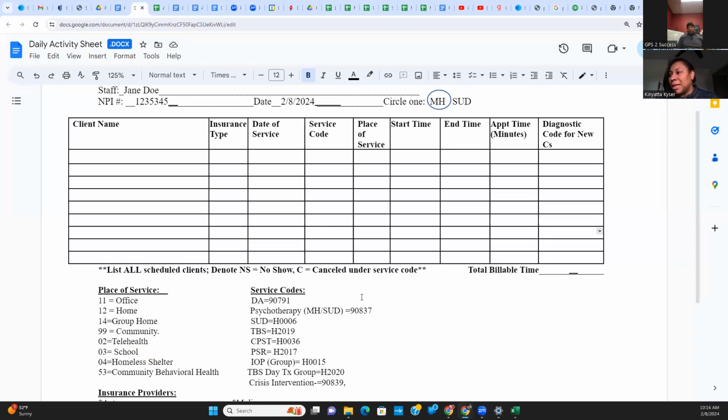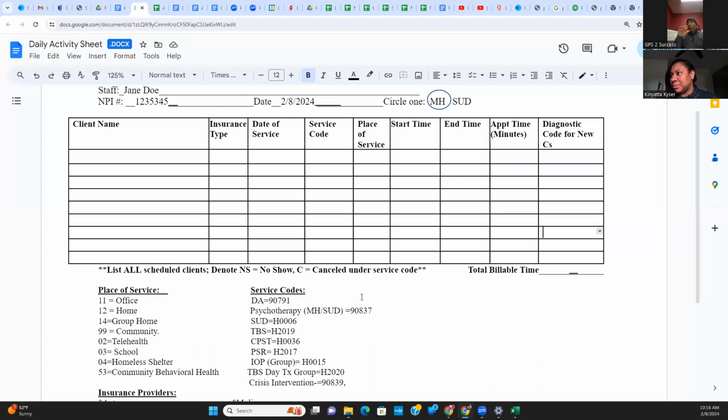And the places of service that are acceptable are the school, homeless shelter, office, and 16. They added two new ones, 16 and 57. Here, let me tell you. Yeah, no, we get that.